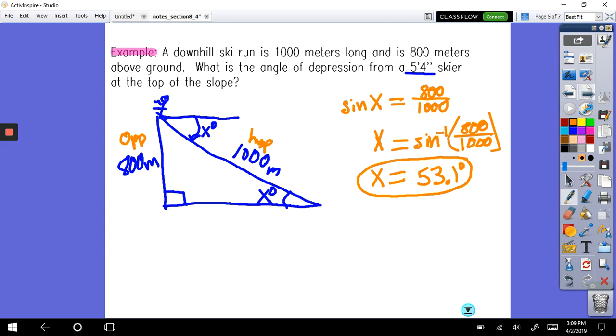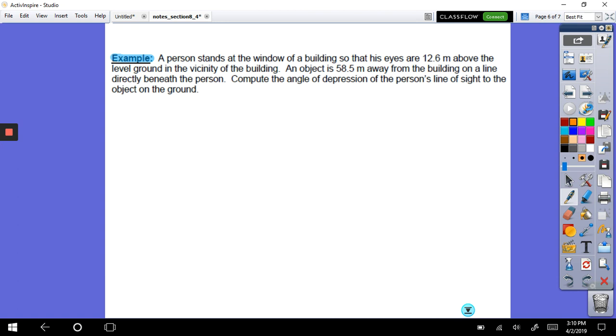Next up, we have a person standing in a window of a building, looking down at an object. So we've got a building. It's kind of crooked. Person up here in the building. I'm not really sure what they're doing. They're in a window, but they're looking down at some object. Let's say our object is a flower.